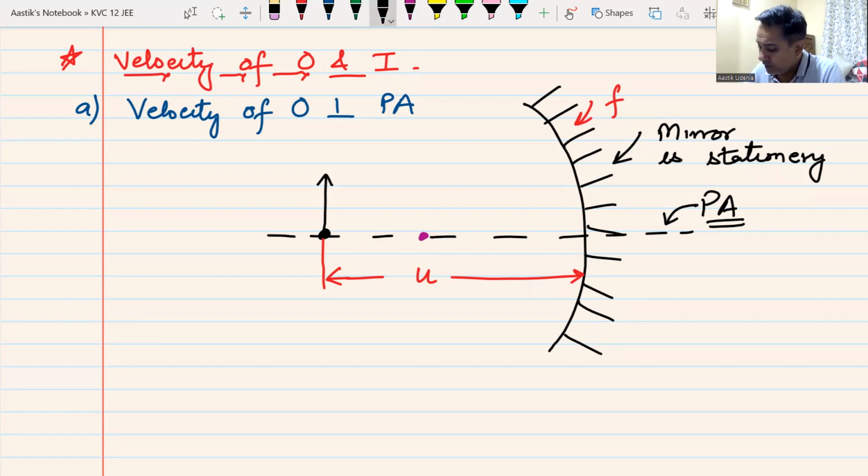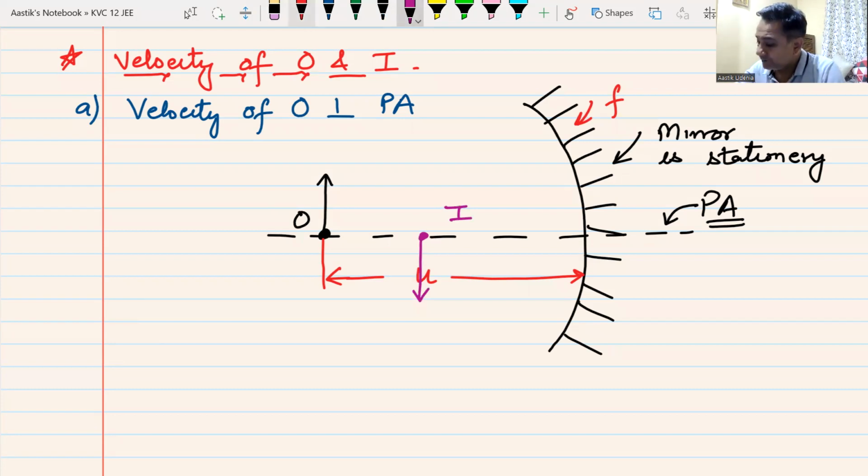So let me write O here and let me write I here. And I'm taking them as point objects. And let us assume that the image is moving like this. It can move the other way as well, but let us imagine that it is moving this way.